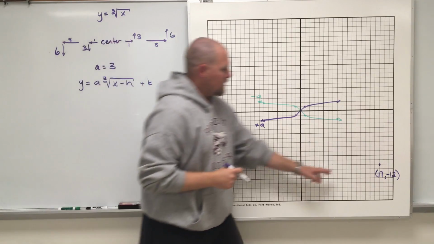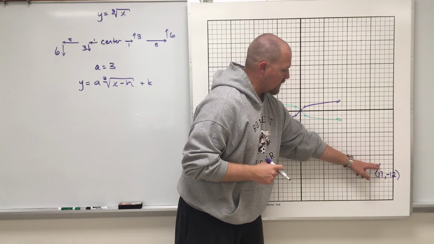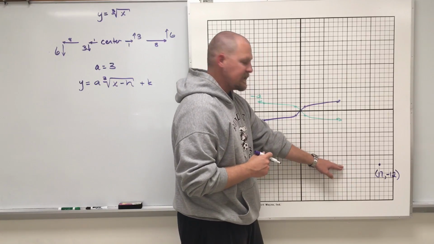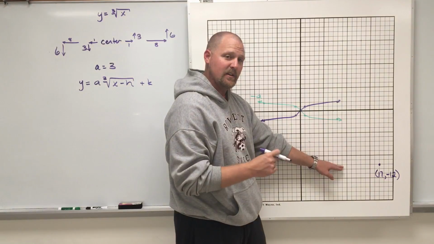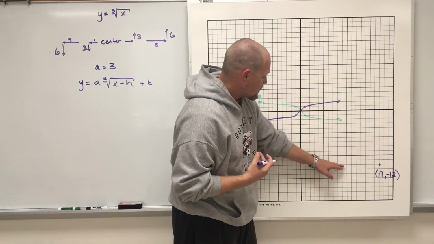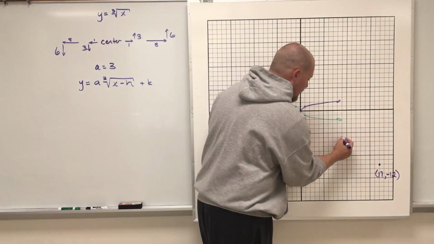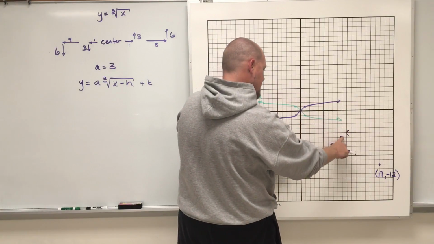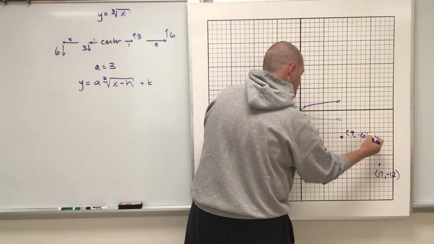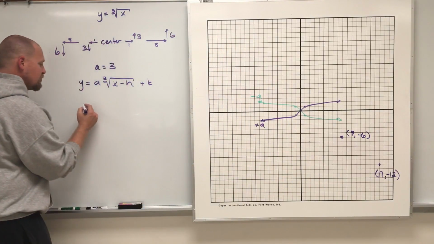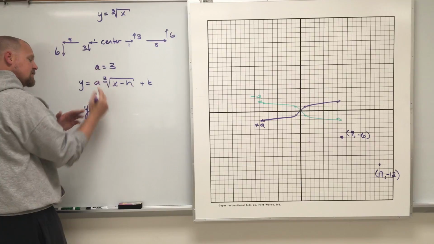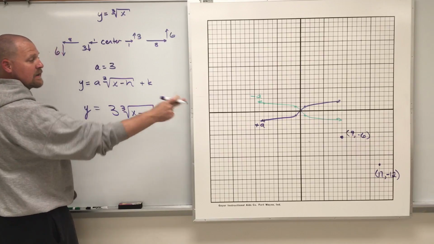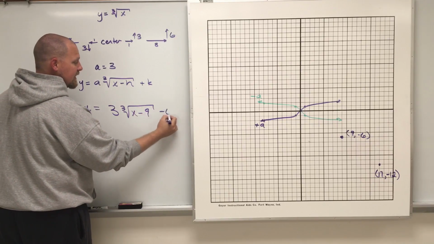Okay? So here, I'm going to take this value here, and I'm going to go over 8. There's 2, 4, 6, 8, and then I'm going to go up 6, and if I go up 6, that's going to put me right in the center, which is where I need to be to write my equation. So 1, 2, 3, 4, 5, 6. Here is the center, and this center here looks like 9, negative 6. So 9, negative 6, which means my equation is a is 3, and I have the cube root of x minus, the x value is 9, and k is negative 6.